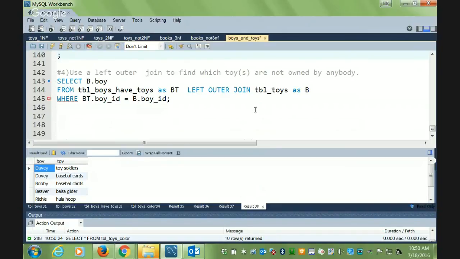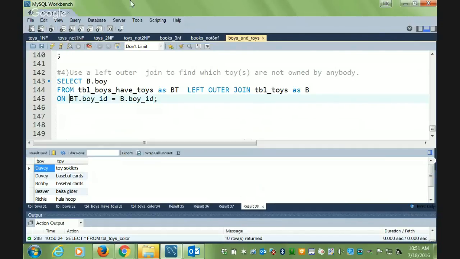TBL toys as B. I don't see it. Okay, let's try. I'm sure WHERE will work. In outer joins and inner joins, both WHERE and ON work. WHERE seems not to be working, but it does, I remember. Anyway, at least syntax-wise, I'm taking care of it for now.